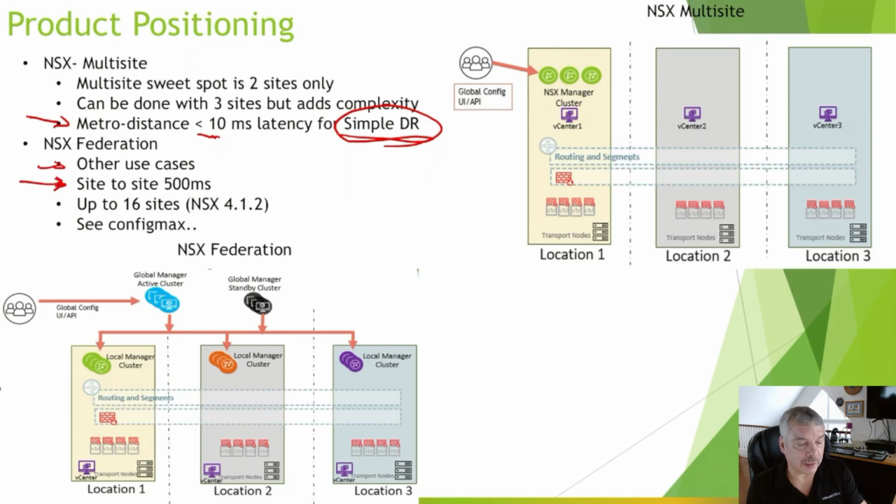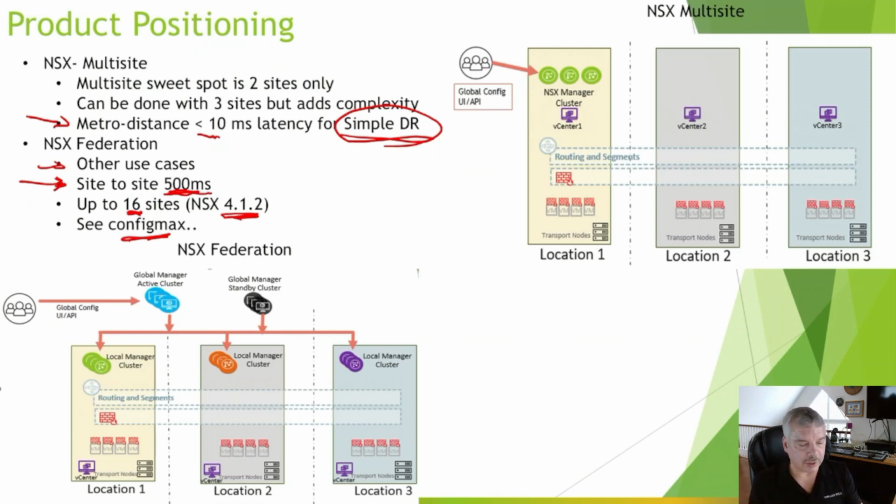Your site-to-site latency, now, we can go all the way up to 500 milliseconds. If you watched my Federation video, I mentioned RTEP to RTEP is 150. No longer. As of 4.1.2, you can do 500 milliseconds between sites. So a little update on that. And same thing, we can do up to 16 sites now. So see the config max. Again, that's as of recording, November 20th, 2023.